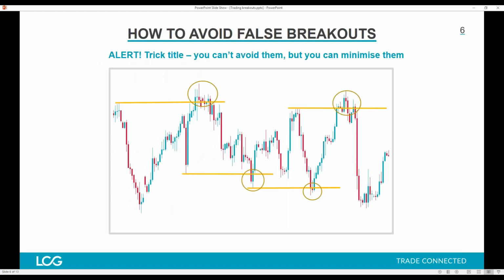So that first thing, how to avoid false breakouts. Well, as you may have guessed, you can't completely avoid trading false breakouts. That basically is one of the costs of doing business when it comes to trading, is that there are always going to be losses. The idea obviously is that the amount you win adds up to more than you lose, but you will always lose some. You can't avoid false breakouts, but you can minimize them.